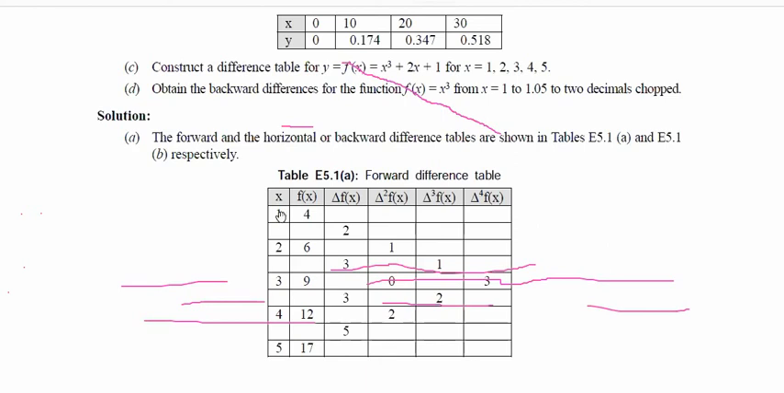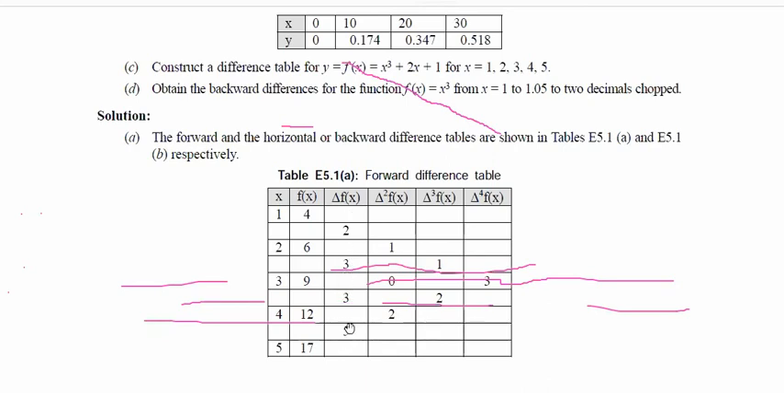Delta y1 is y2 minus y1. Y2 is this, y1 is this, so y2 minus y1 is this 2. Then delta y2 is y3 minus y2. Similarly, y4 minus y3, similarly, y5 minus y4. So the first difference is calculated here.